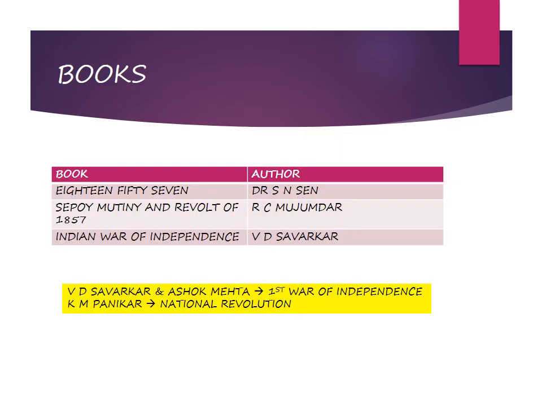Various books were written with the 1857 revolt as the core idea. Like we have 1857 written by Dr. S.N. Sen, Sepoy Mutiny and Revolt of 1857 by R.C. Majumdar, Indian War of Independence by V.D. Savarkar. V.D. Savarkar and Ashok Mehta said that the 1857 revolt was the first Indian War of Independence, whereas K.M. Panikkar called it National Revolution.